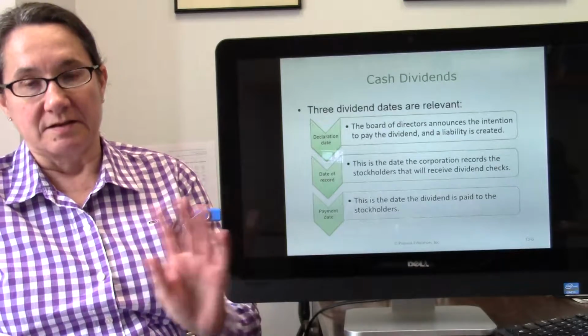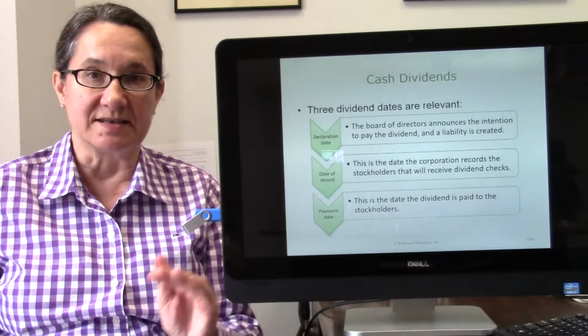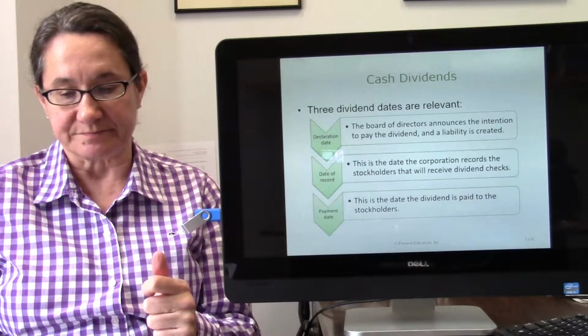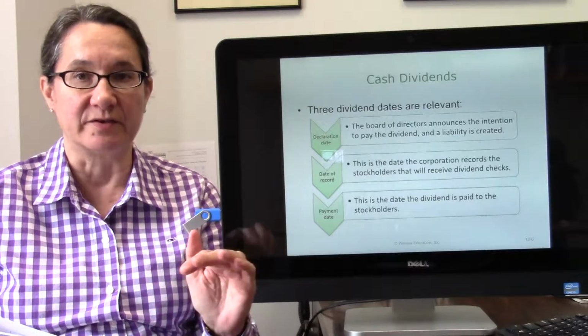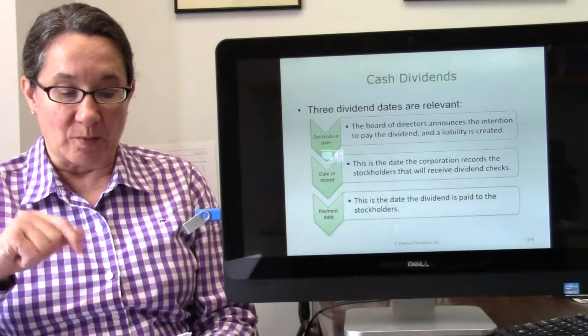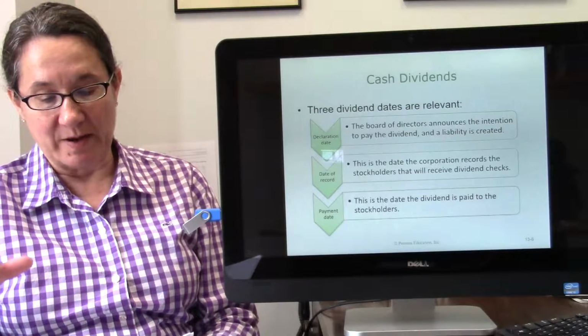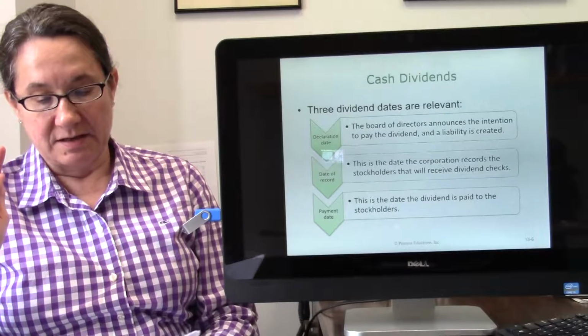So 3 dates that are pertinent for dividends. So there's 3 things that kind of happen. You declare it, there's a date of record, and then you actually pay the dividends. So let's talk about those 3 dates. Okay, a corporation declares a dividend before paying it. So 3 dividend dates are relevant.